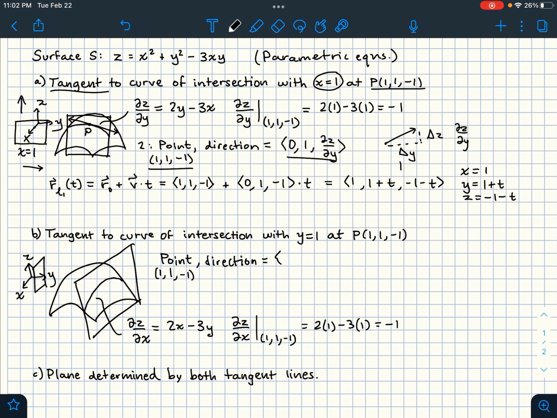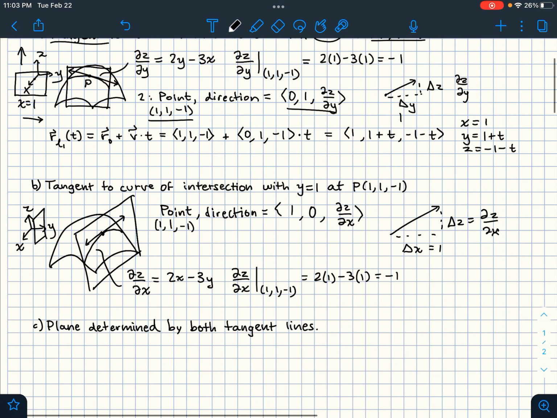Now in this case, we're moving in the x and z directions, so our y component of direction will be 0, our x component will be 1, and our z component will be dz dx. And again, that's because for the tangent of this line, if we move delta x, our delta z will be dz dx. So if our delta x equals 1, then our delta z will be dz dx.